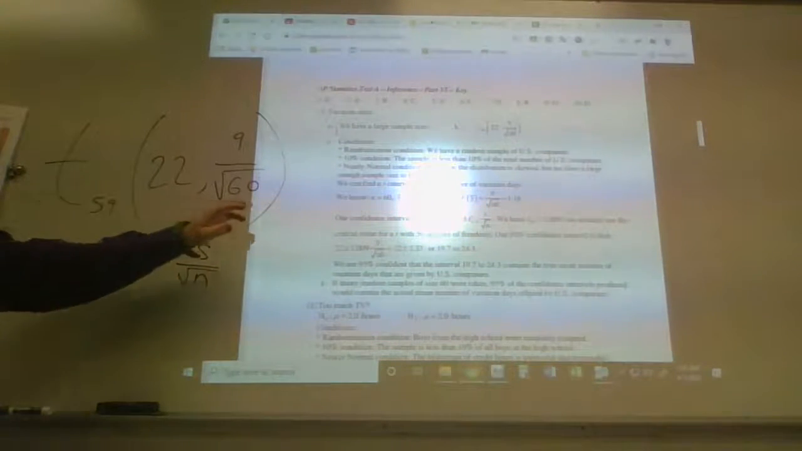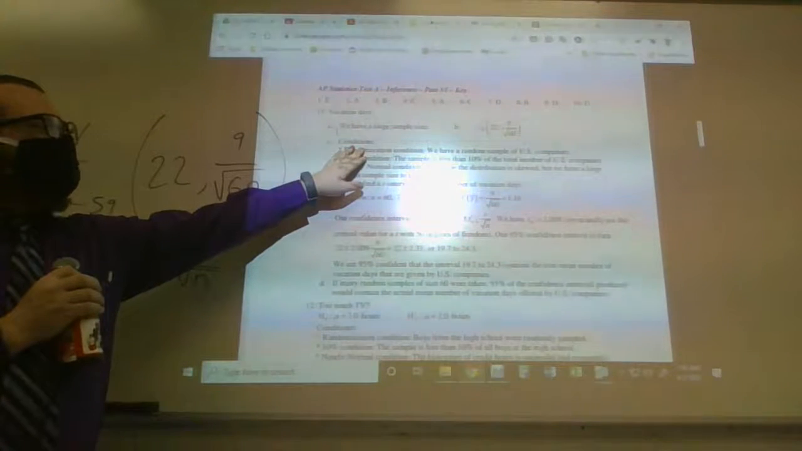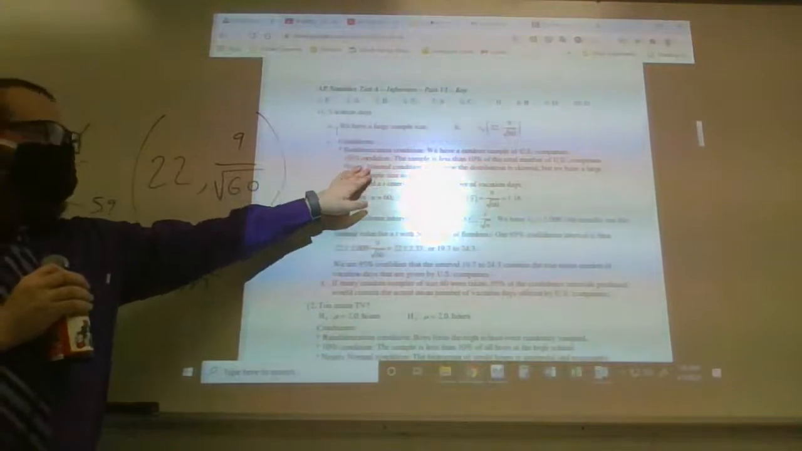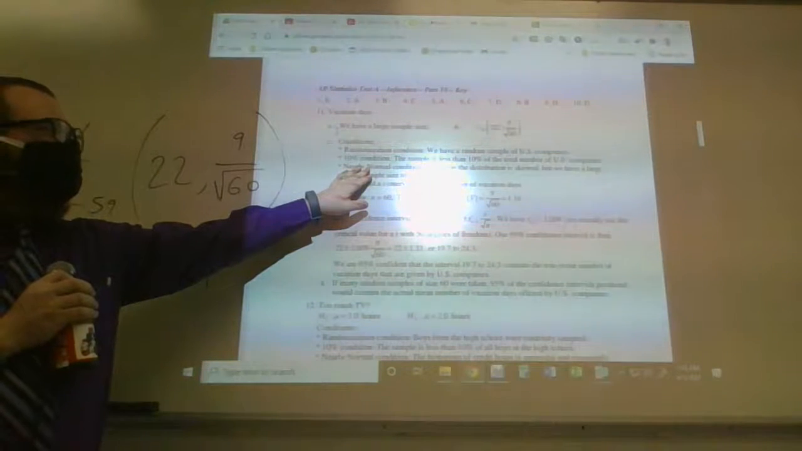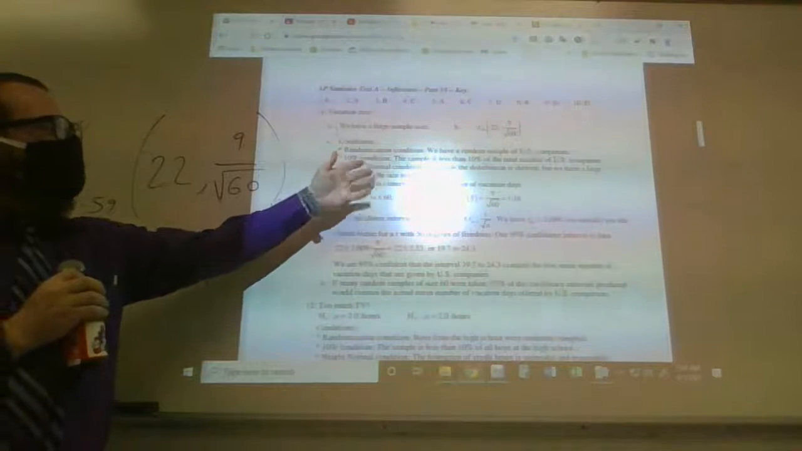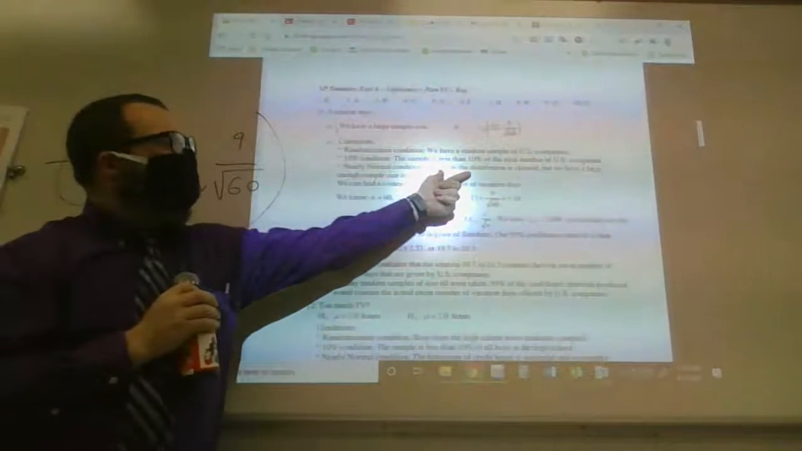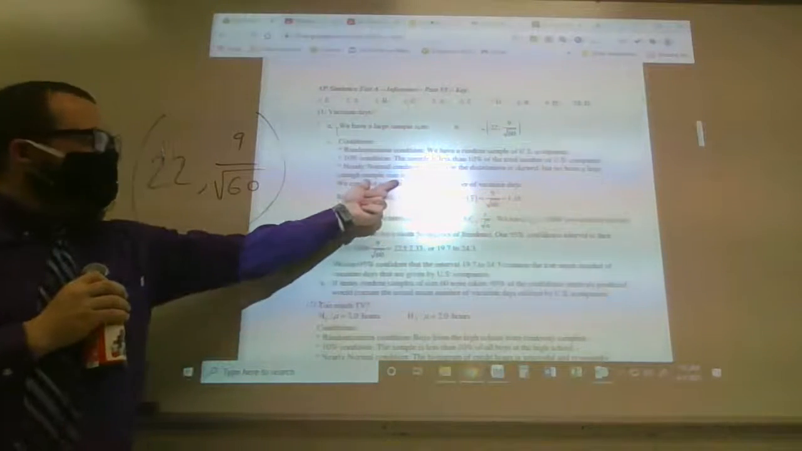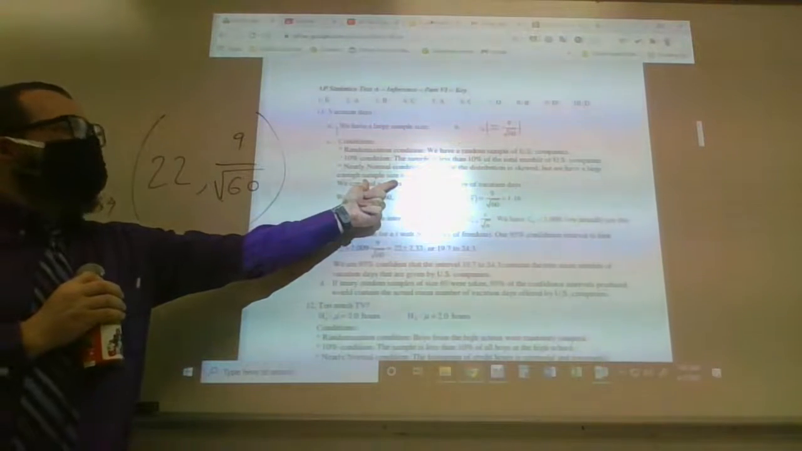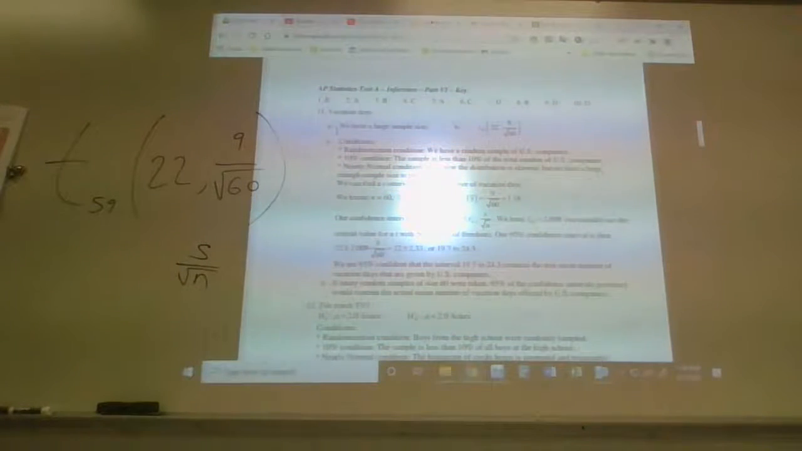Now, I left this up here for another reason. I wanted to look at these conditions right here. We already talked about these. There's one that we didn't talk about, which was the 10% condition, but I was going to get there. Randomization, yes. 10% condition, yes. Independence based on randomness, yes. Nearly normal. We know the distribution is skewed, but we have a large enough sample size to proceed. That's what we talked about earlier.